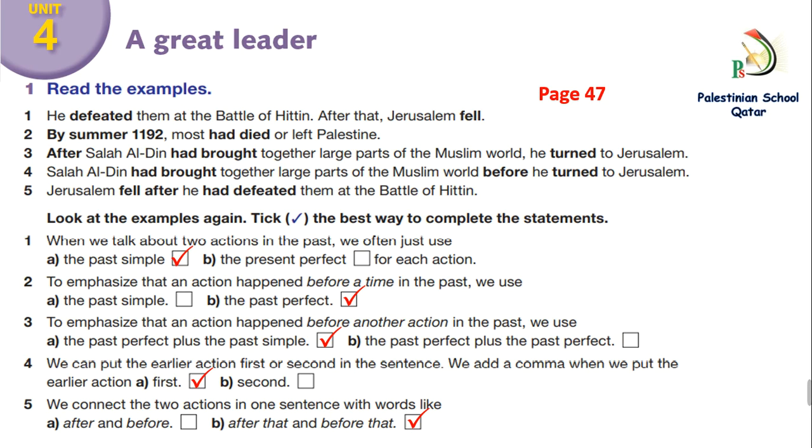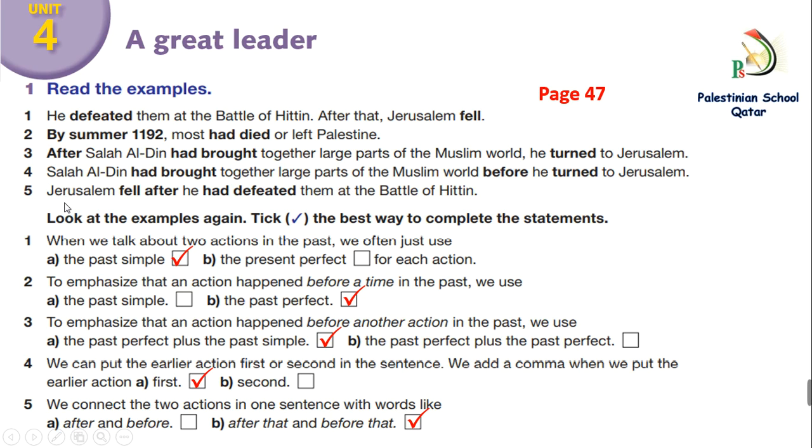Number 3, after Saladin had brought together a large part of the Muslim world, he turned to Jerusalem. Here we put the first part after, to focus on the first action, which is had brought together a large part of the Muslim world. And after he brought all that large part of the Muslim world, what happened? He turned to Jerusalem. Number 4, Saladin had brought together a large part of the Muslim world before he turned to Jerusalem. We join the two sentences with before, and before tells us what happened first.